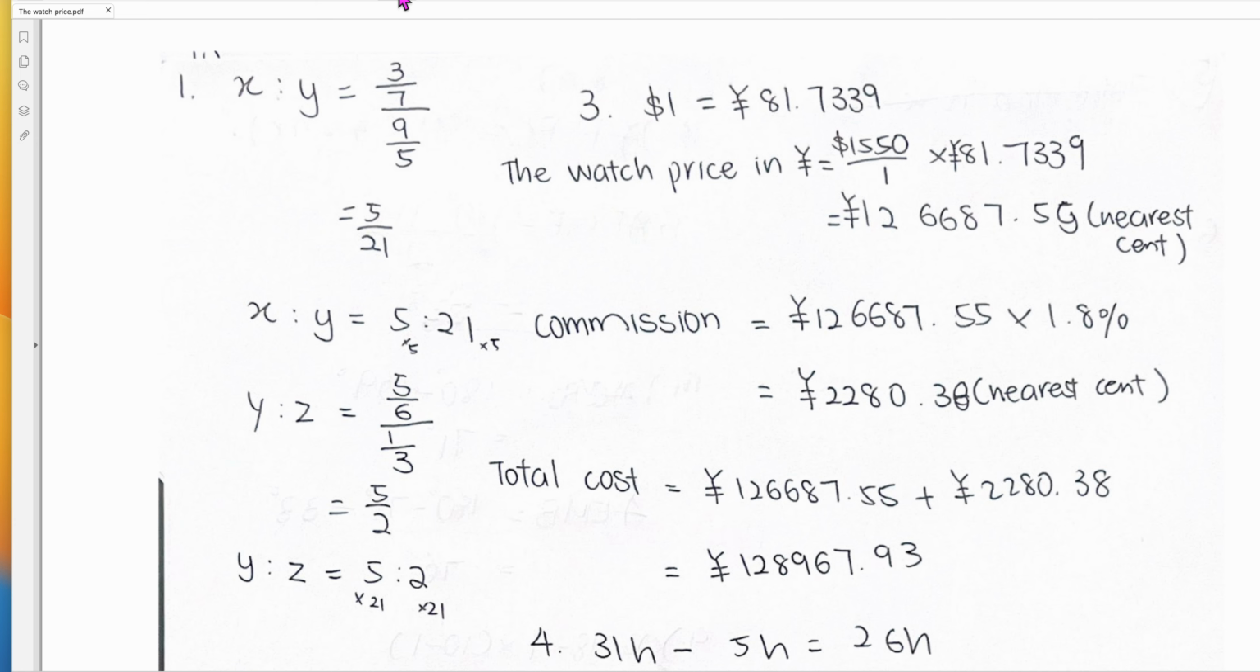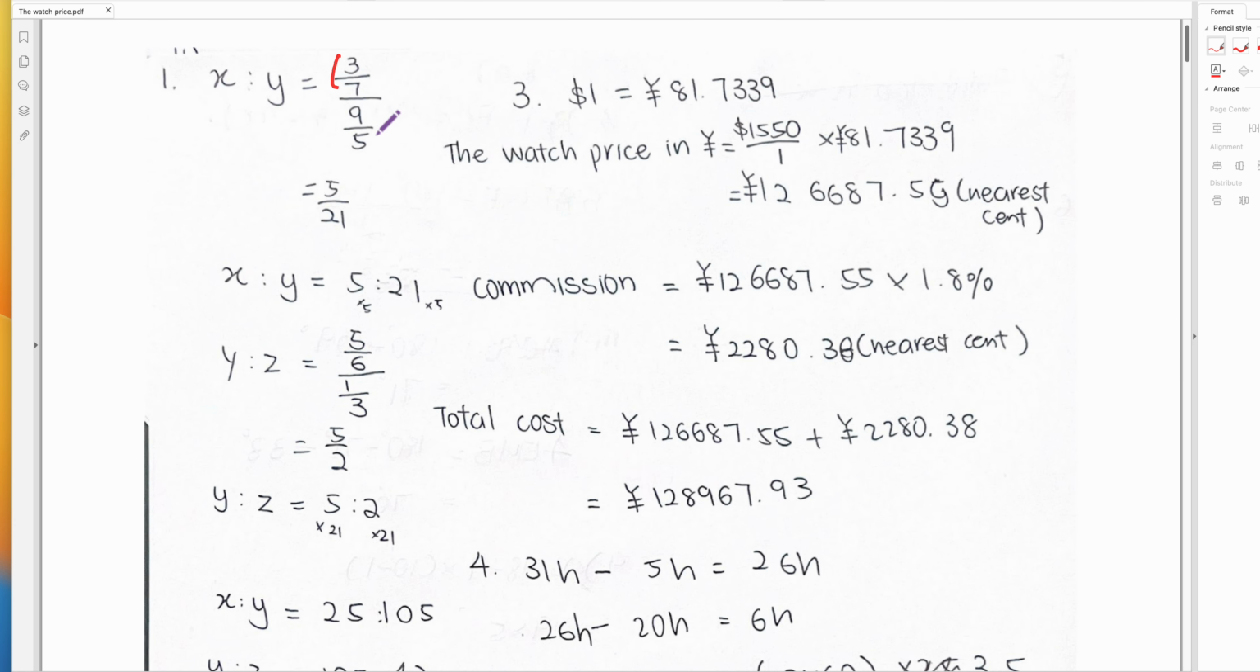Something I want to highlight to you here is you need to give a bracket so that people know that you use this one divided by this one. Otherwise, I can see it as this. If no bracket, I can see it as this. So it's very confusing.